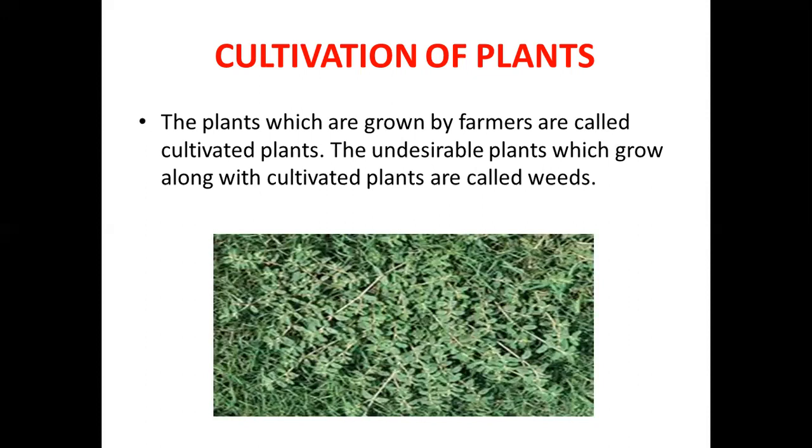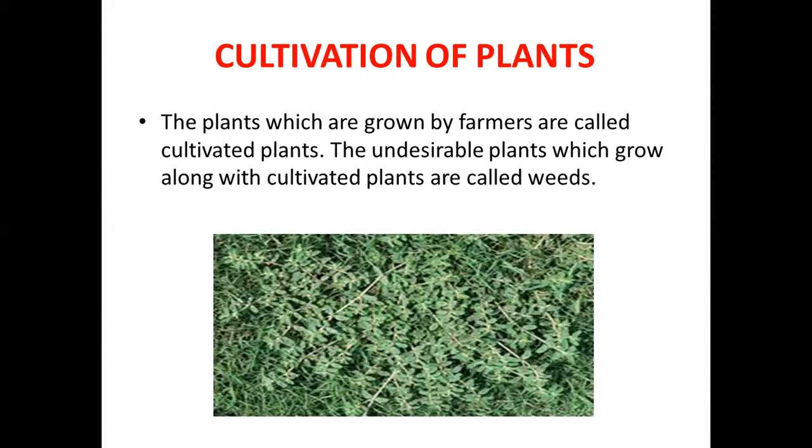And sometimes a few undesirable plants also grow along with the cultivated plants. These undesirable plants are called weeds, which can harm the growth of cultivated plants. Hence, they are removed from the soil.